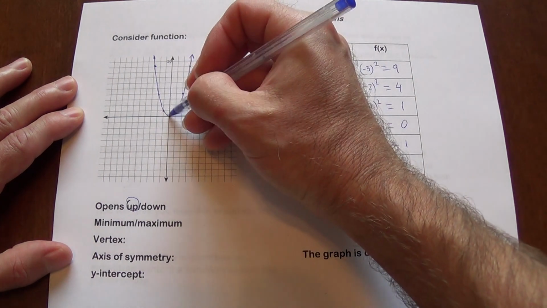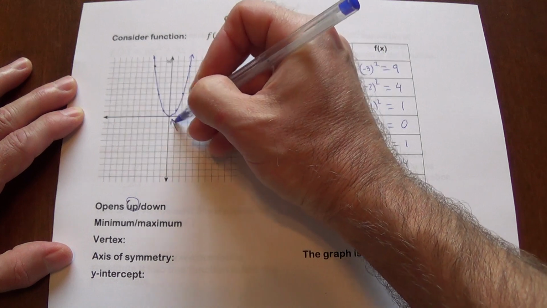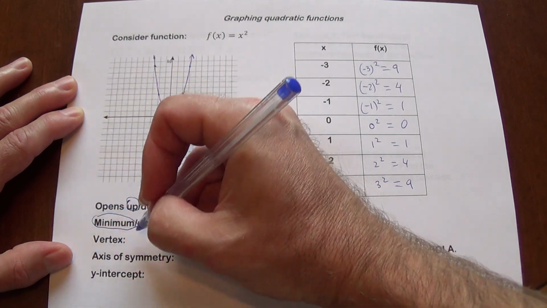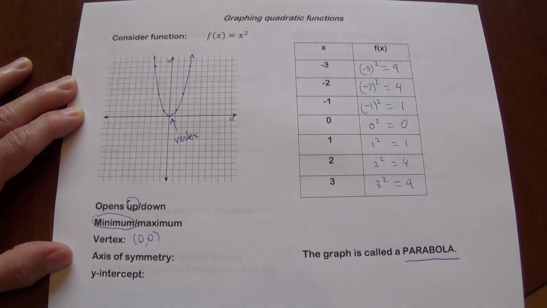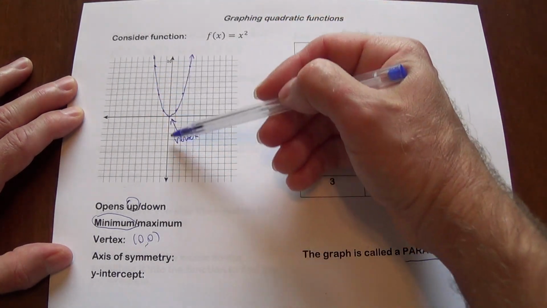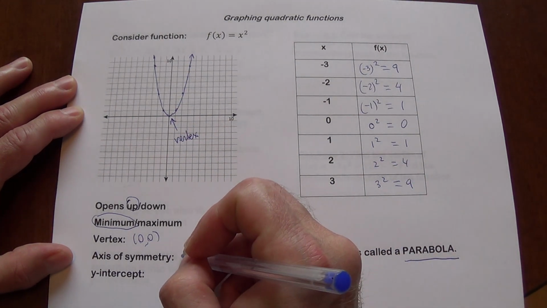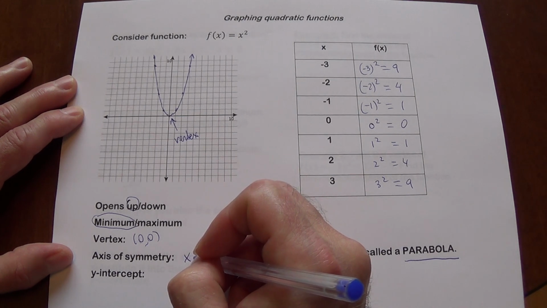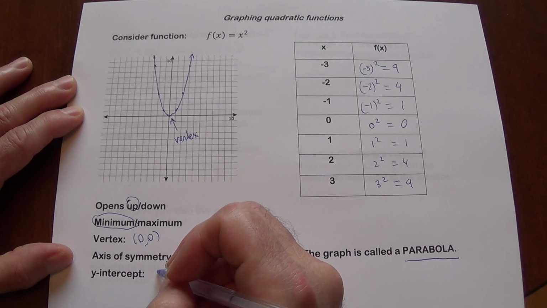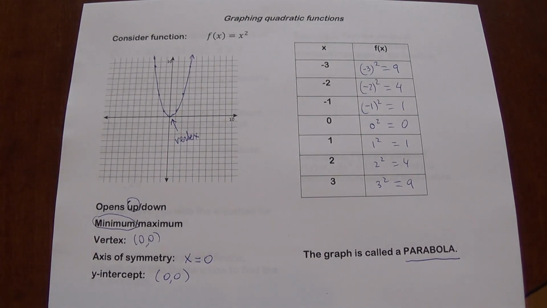It has a minimum because it's going to have the lowest point right there at this point, which is called the vertex. So it has a minimum. A vertex is going to be at 0, 0 at the origin. We have something that's called the axis of symmetry. This graph is symmetric. So right there is a line which is actually the axis of symmetry of that graph, which is going to be the y-axis that has an equation x equals 0. And this graph is also going to have its y-intercept. Well, it's also the x-intercept in this case, 0, 0.